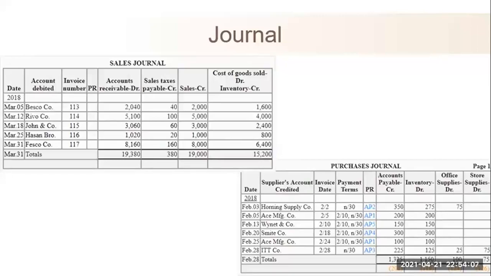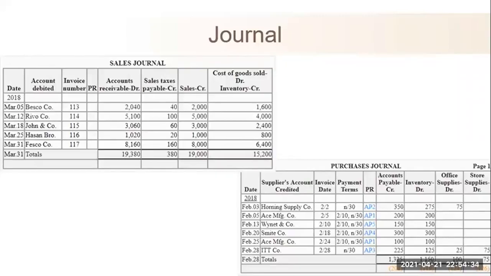Or else, syempre magiging bad reputation din sa atin yon, and maaaring lagyan siya ng interest pa. Dapat babayaran natin siya within 30 days. Ito namang 2 over 10, nakikita nyo, ibig sabihin meron daw 2% discount kapag nakabayad tayo within 10 days.